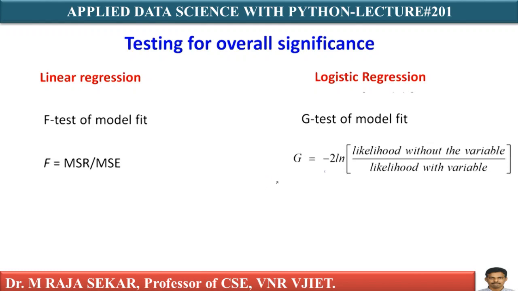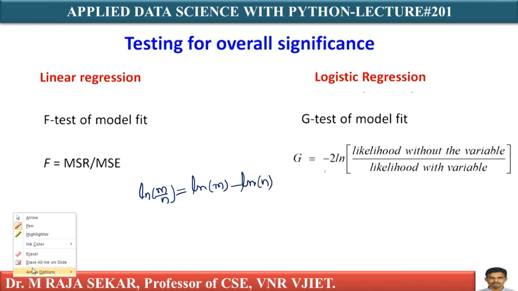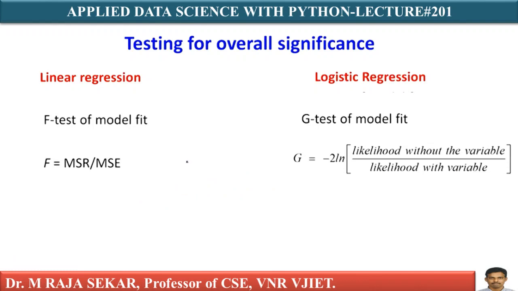This value can be found as minus 2 into the ln value. Division is nothing but subtraction. We know an elementary class formula: ln of m by n is logarithm of m minus logarithm of n, isn't it? Just recall your school mathematics. Log of m by n means log m minus log n. What is your numerator, the value without the variable? Just go back to the previous slide. Without variable means that is the null model.